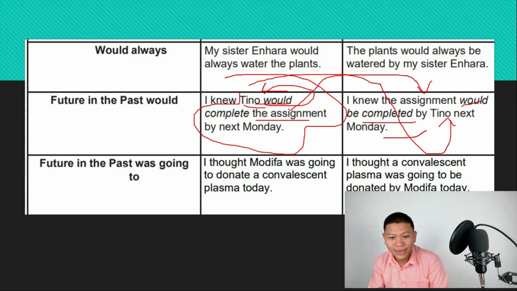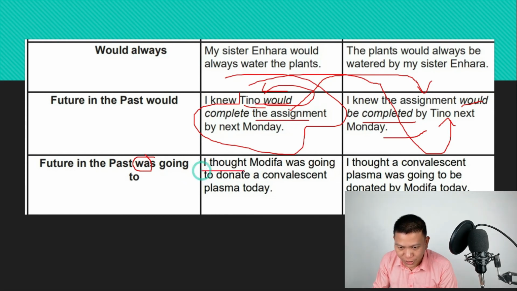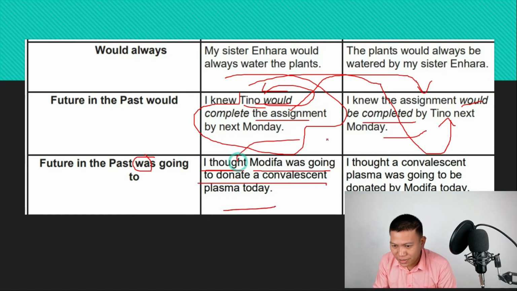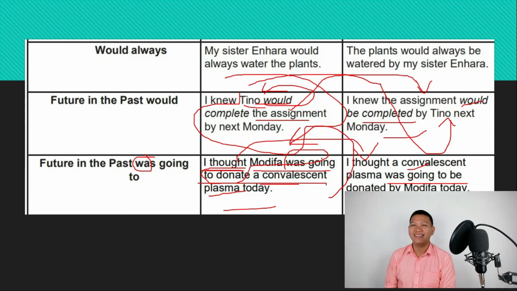Now future again, but past form was. Okay. I thought, so we will again not consider this one. I thought what? Modifa was going to donate a convalescent plasma today. So I thought, and then was going to donate is our verb phrase. So we will use the object. I thought a convalescent plasma then was going to be donated by whom? By Modifa. When? Today. Okay? Get it?